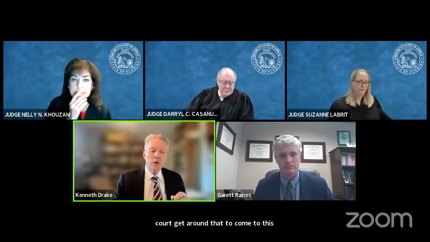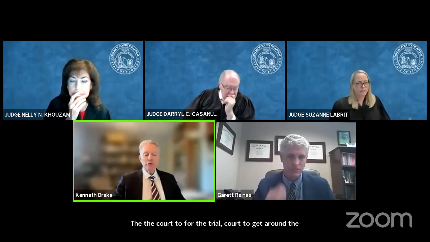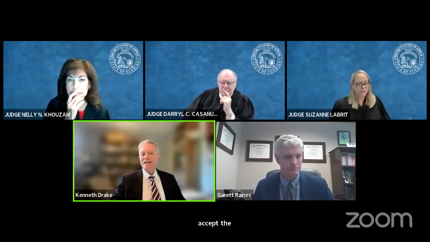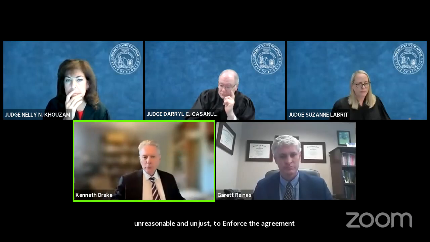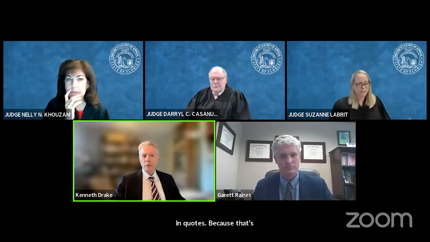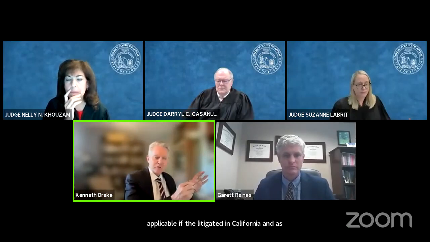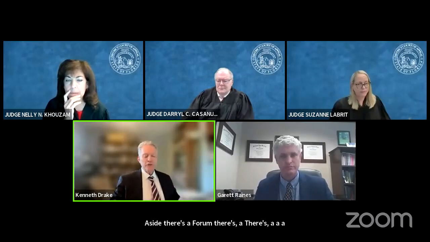For the trial court to get around the mandatory forum clause, the judge had to accept Catlin's argument that it would be unreasonable and unjust to enforce the agreement because Catlin argued it was likely, and I put likely in quotes because that's their language, it was likely that the California statute of limitations would be applicable if they litigated in California. And as an aside, there's a choice of law clause that says that California law applies anyway. So it applies regardless of where we are.